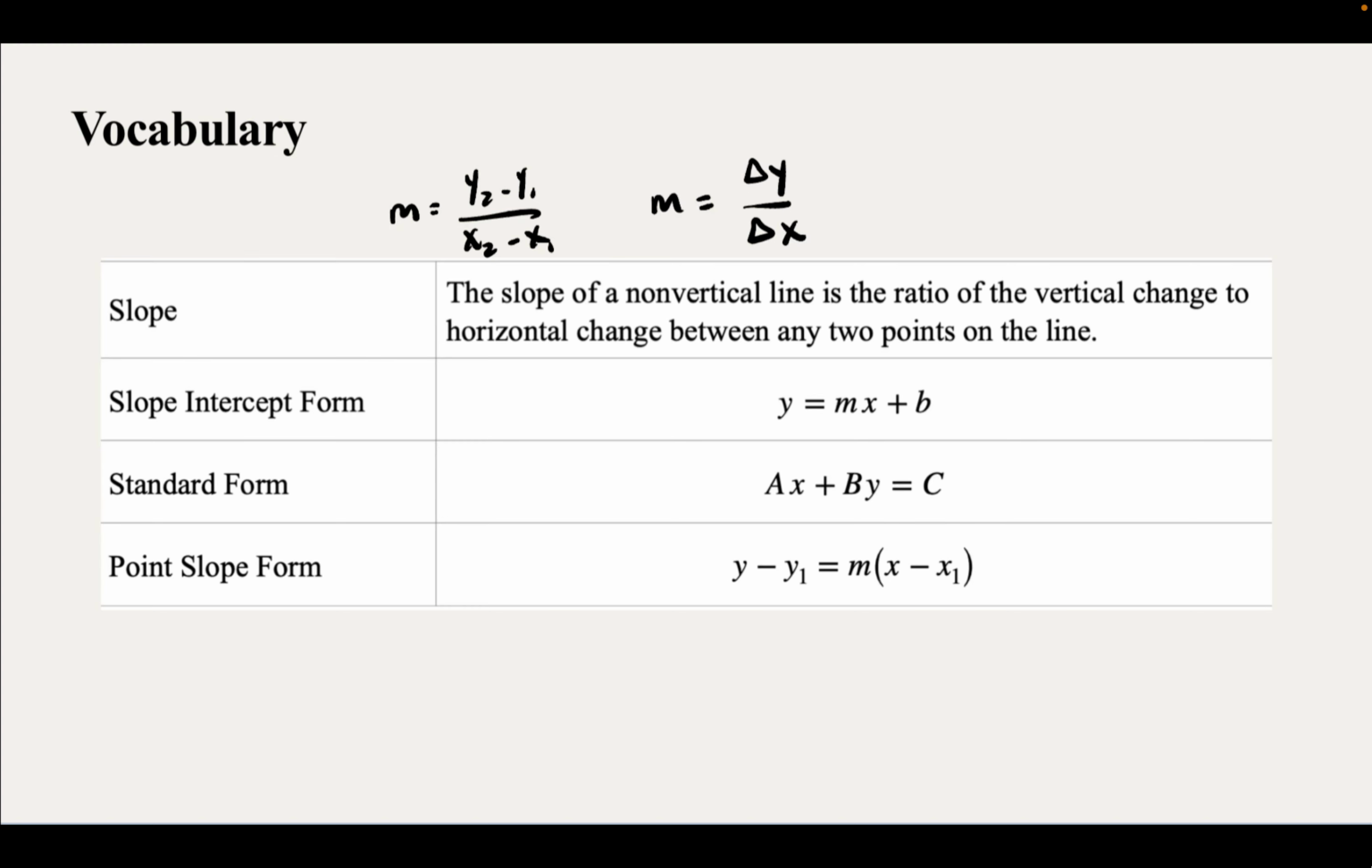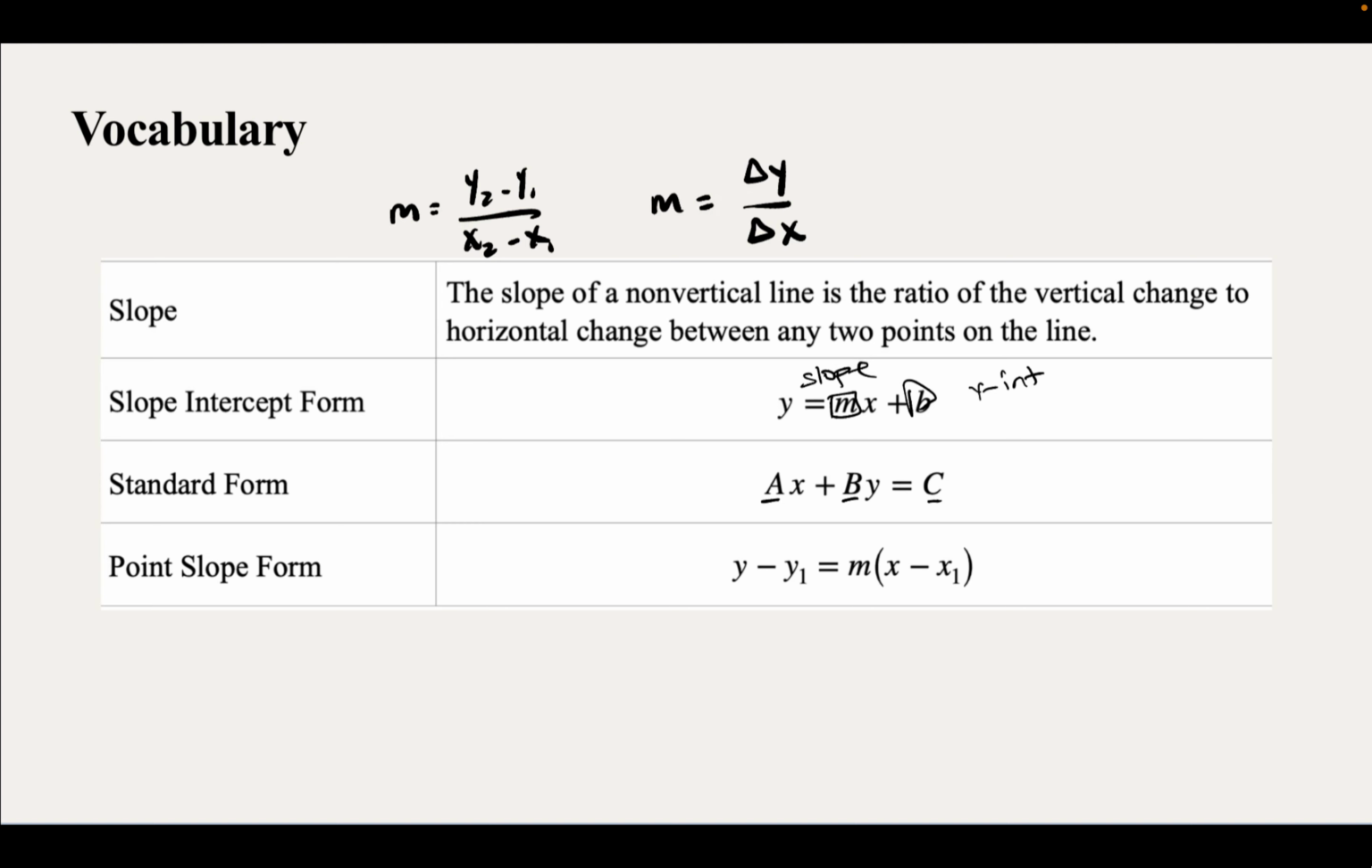We have the slope-intercept form of an equation, y equals mx plus b. M is the slope, and b is the y-intercept. Standard form, ax plus by equals c. A, b, and c have to be integers, which means no fractions, and a has to be a positive number. So we want integers, and we want a to be a positive number.